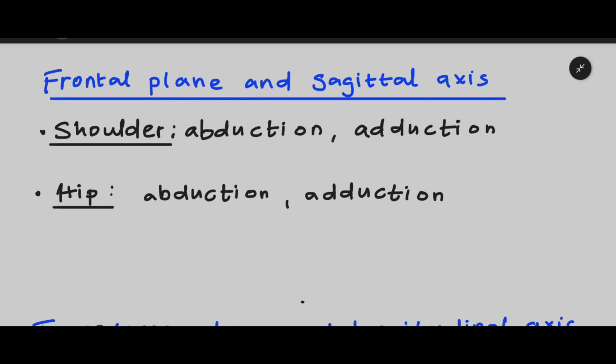These are the movements that happen at the frontal plane about the sagittal axis. And sporting examples of movements that happen at the frontal plane about the sagittal axis are any movement that incorporates side-to-side movements. So side shuffling, side stepping, anything like that.